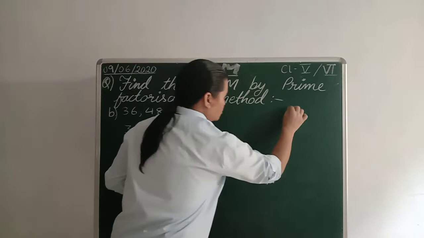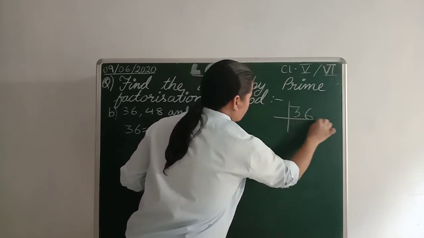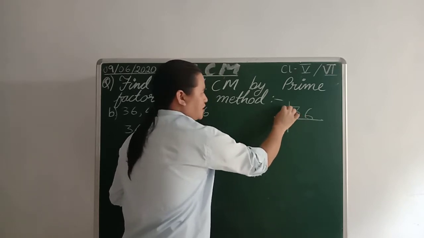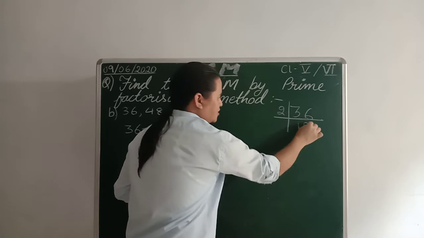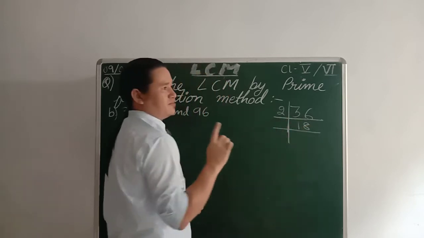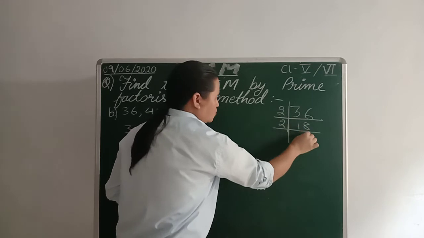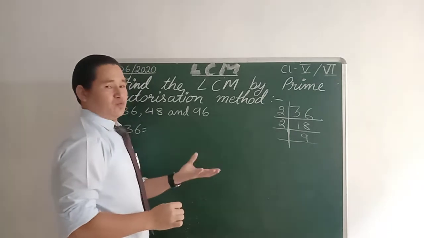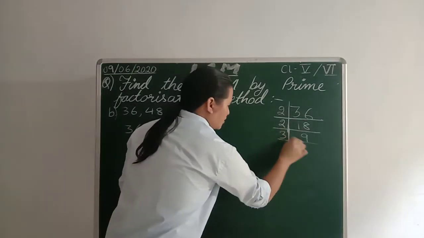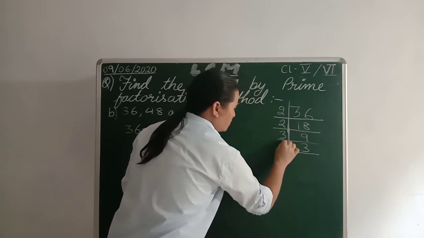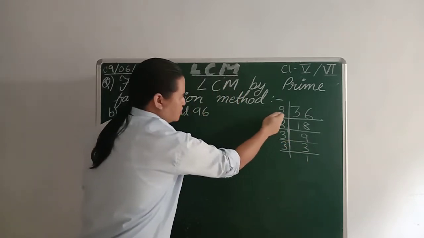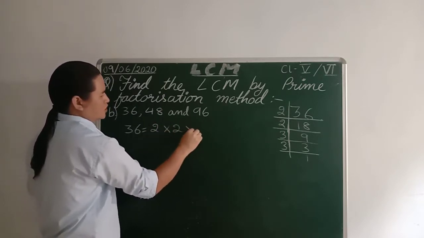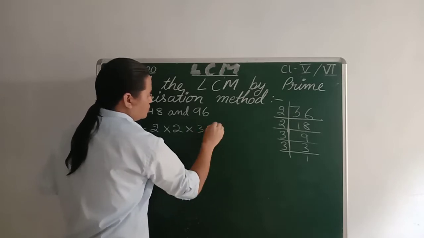So 36, let's break down this 36 by 2, because 36 ends in 6, an even number, so we can break it down by 2. 2 18s are 36. Now 18 is also an even number, so we can break it down by 2. 2 9s are 18. Now 9 is an odd number, so we will try with 3. 3 3s are 9. And at last this 3 goes by 3, 3 ones are 3. So what factors did we get? 2, 2, 3, 3. You write all the factors over here: 2 into 2 into 3 into 3.